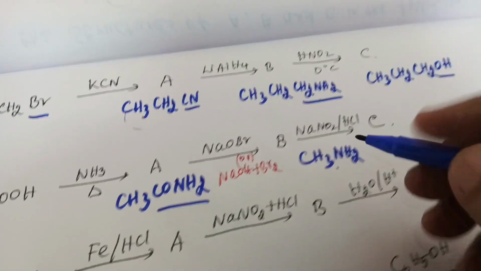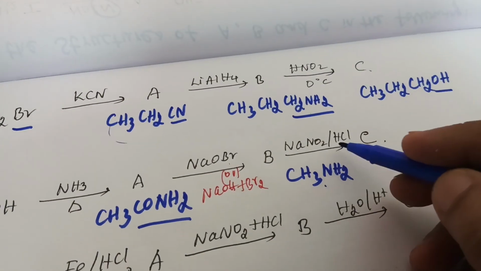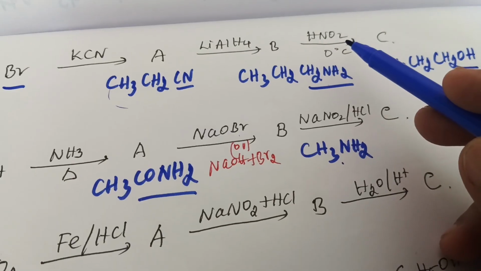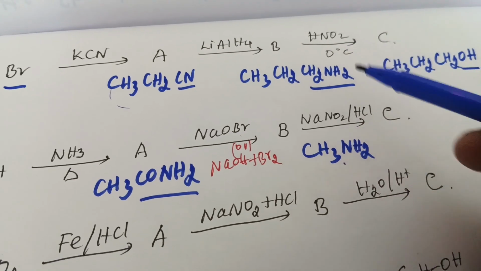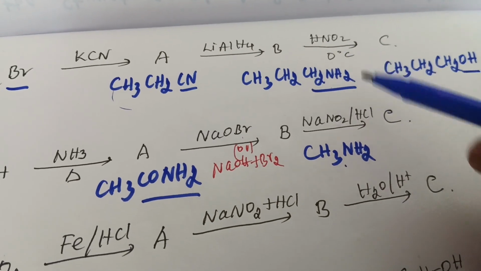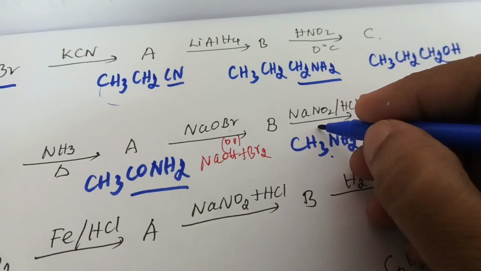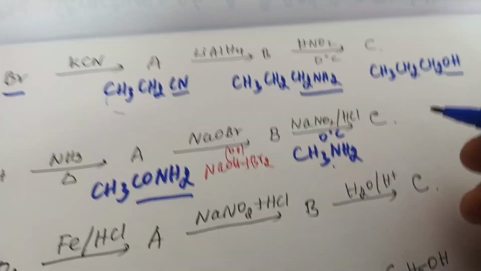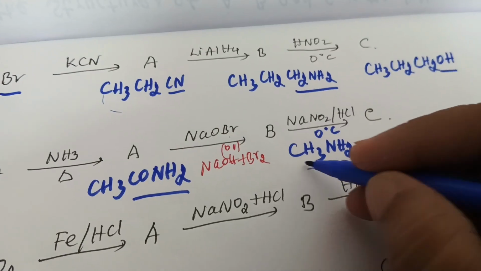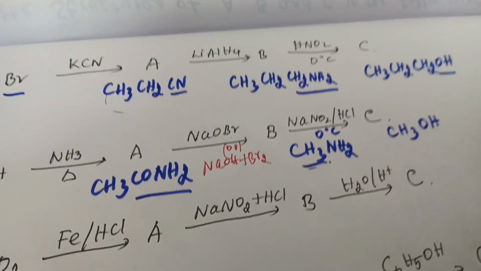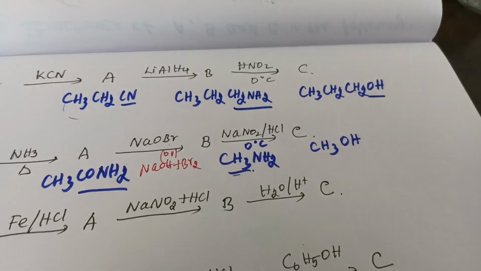It is B. Now this is in the presence of NaNO2 and HCl, that is nitrous acid. This nitrous acid is an in-situ reagent. On the spot we have to prepare it. It cannot be stored. So it is prepared with the help of NaNO2 and HCl, and definitely it should be only at 0 degrees Celsius. So now it is aliphatic again, so it will end up with alcohol. So C is alcohol, CH3OH.